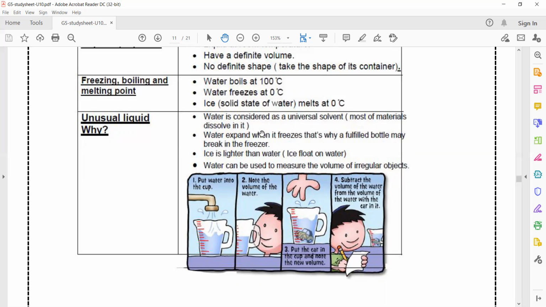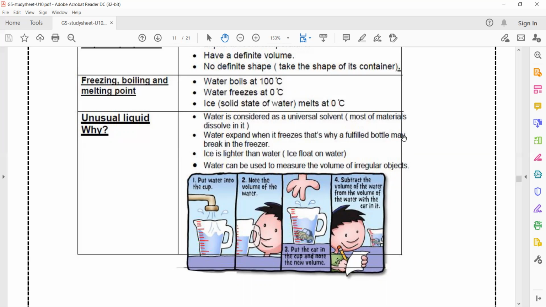Water expands when it freezes, or its volume increases when the water freezes or changes into ice. That's why a completely filled bottle may break in the freezer.